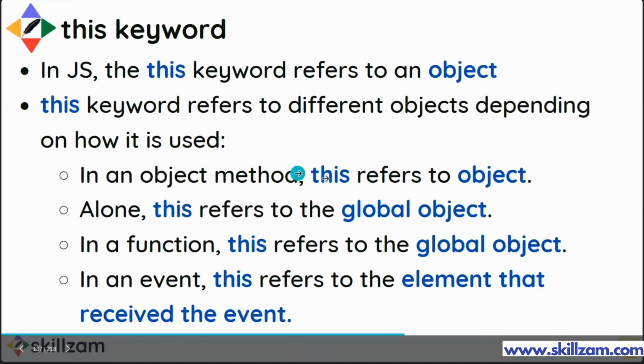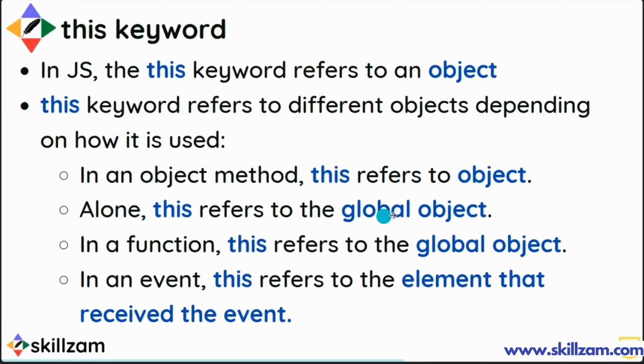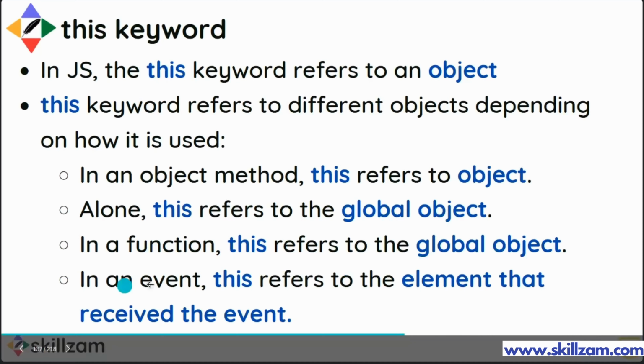Like in an object, this is the object. Whenever it is used alone, it is the global object. If it is used in a function, this is the global object. And in an event, whenever this is used, it refers to the element that has received the event.